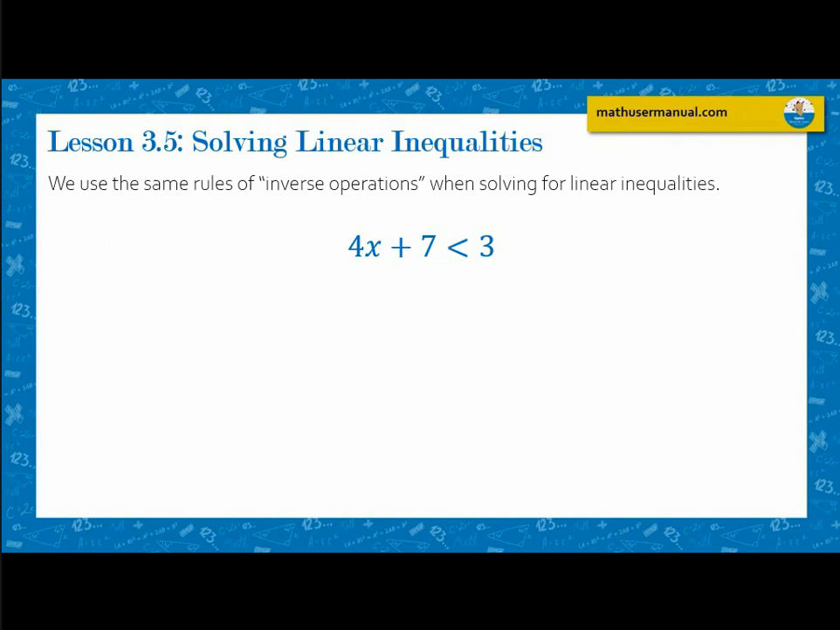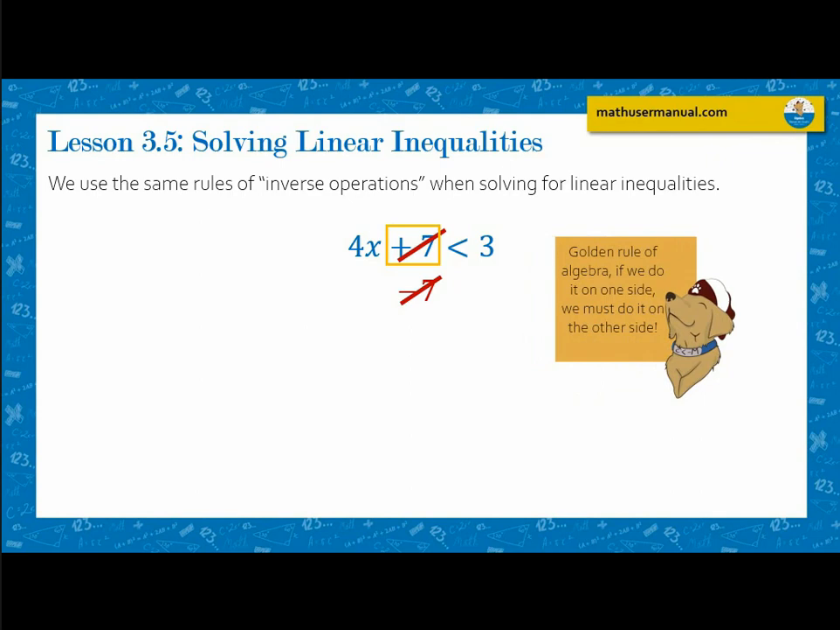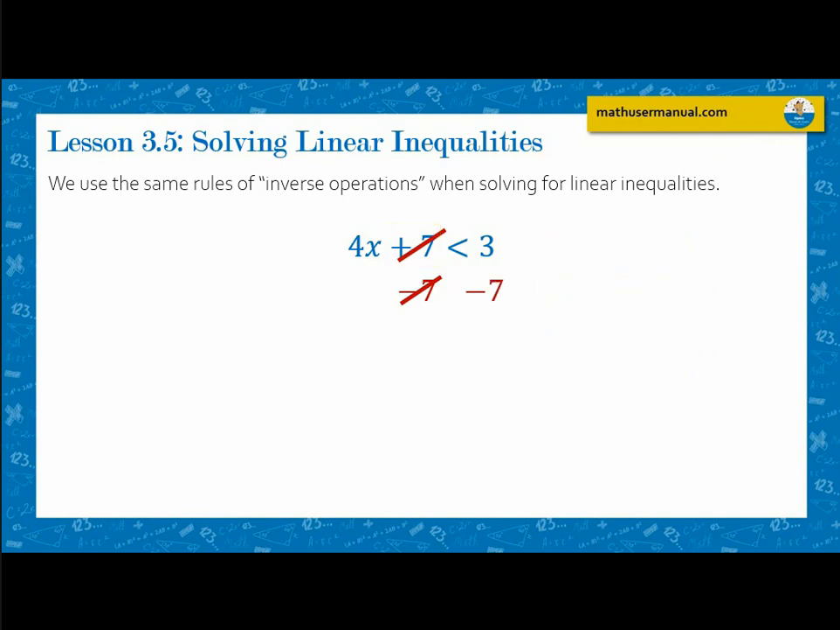4x plus 7 is smaller than 3. Two-step equation, two-step inequality, linear inequality, meaning we start with the addition subtraction. So we start with the plus 7. What's the inverse operation of a positive 7? It's a negative 7. That way we can cancel. But the golden rule of algebra, if we subtract 7 on one side, we have to do it on the other. Then we do the operation.